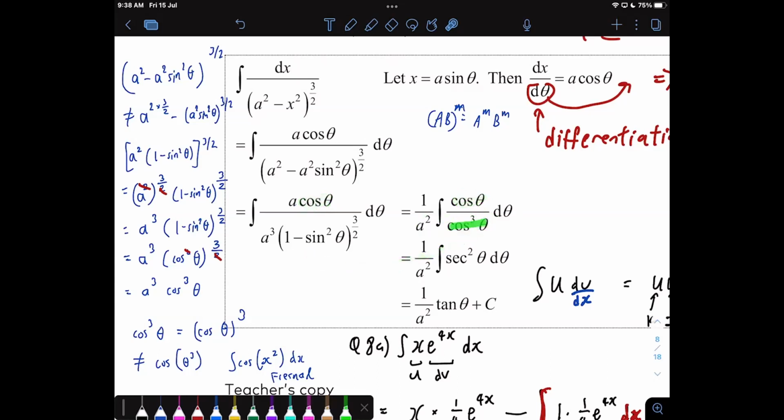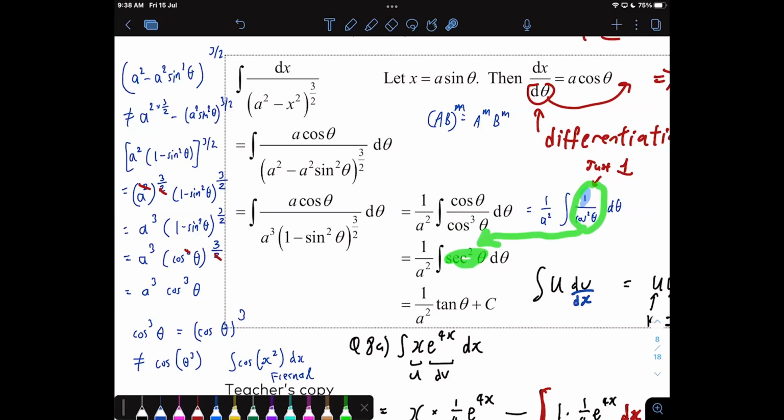What's cosine over cos cube? They can cancel off one copy of cosine. Then you're left with 1 over a squared times the integral of 1 over cos square theta d theta. Can? 1 over cosine square. Please don't use double angle identity here. Just realize that when the numerator is just a normal 1, you don't need to resort to many different tricks. You just need to know a special identity. 1 over cosine is secant. So 1 over cos square is just secant square. Yeah?